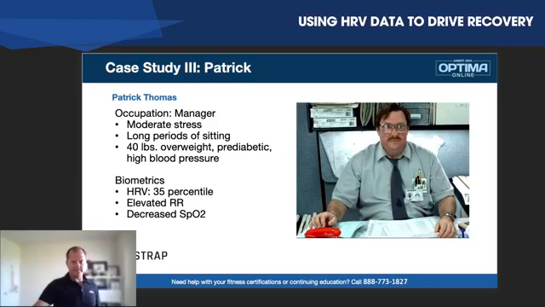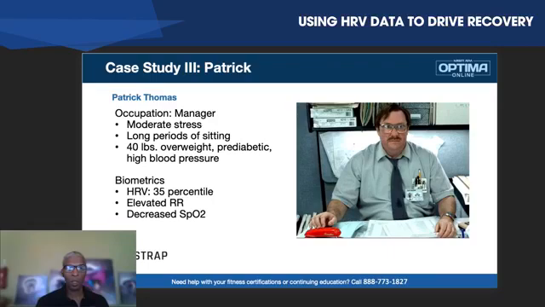Well, this guy, Patrick, looks like he's a manager. He looks like he works in a basement, and he's a candidate for burning his office down. Moderate stress, long periods of sitting. He may be a little bit overweight, a combination of eating diner food and that stress. He appears to be pre-diabetic, has high blood pressure.